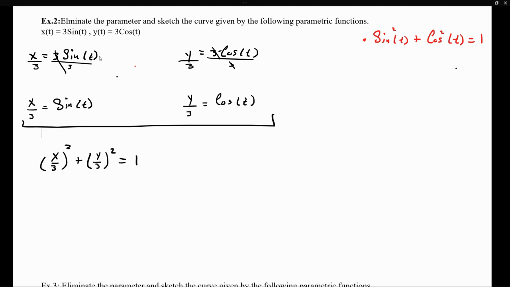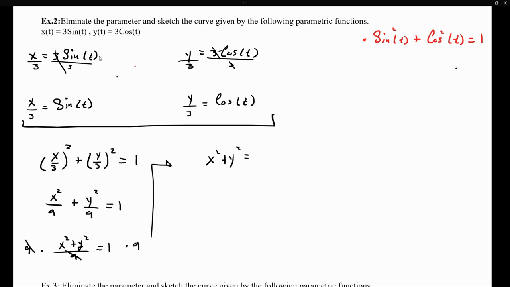And now notice that thanks to this relationship, if we plug in our sine function and our cosine function, we have an equation with no parameters. There is no t going on in here. So now we have x squared plus y squared over 9 is equivalent to 1, which is equivalent to x squared plus y squared all over 9 equals 1. And if we multiply 9 to both sides, we have x squared plus y squared equals 9.